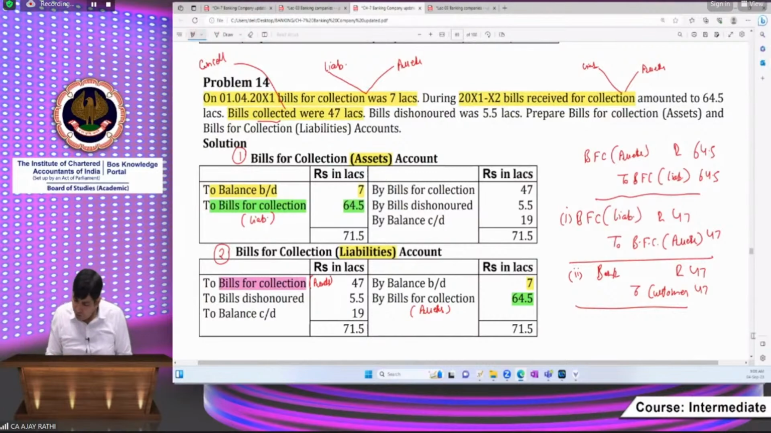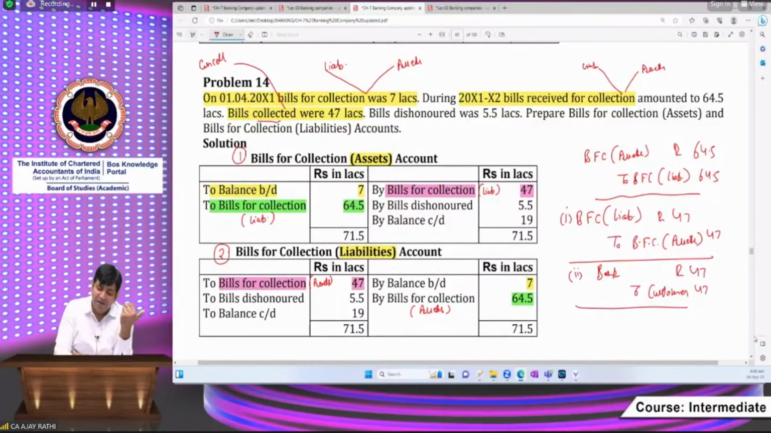And correspondingly, in the assets account, what will it do? Debit bills for collection, liability account will be debited. So easy. Next one. Sir, bills dishonored.